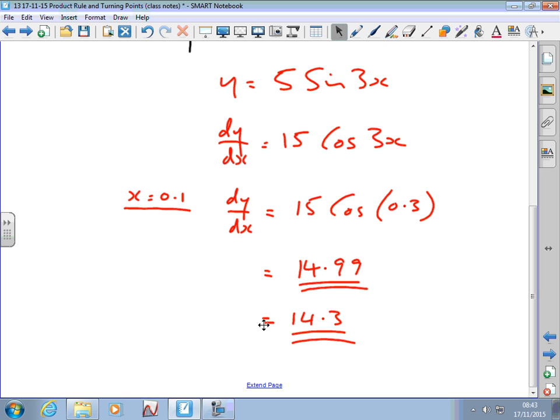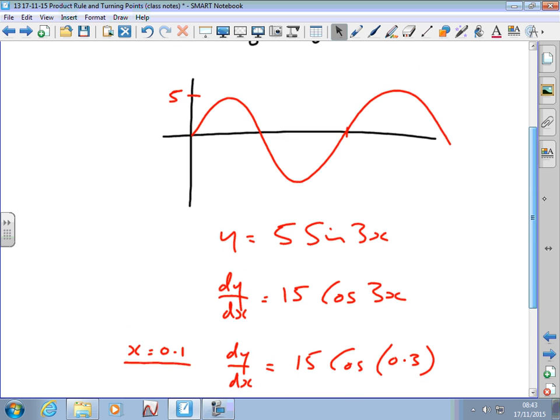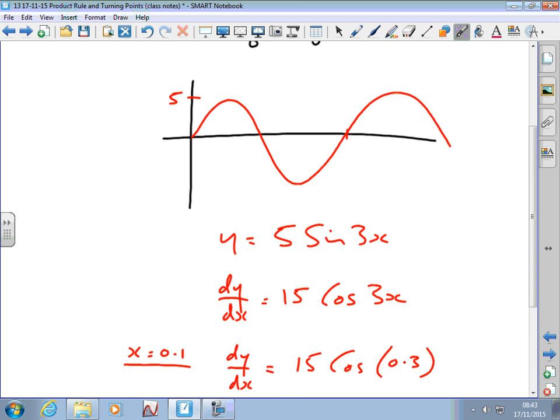So 14.3. Positive 14.3. So if I look back at the curve, then I must be somewhere along the positive part here. Quite steep, so it's probably up here somewhere, around about there somewhere, I don't know. If I'd worked out the period, I'd have a better idea.